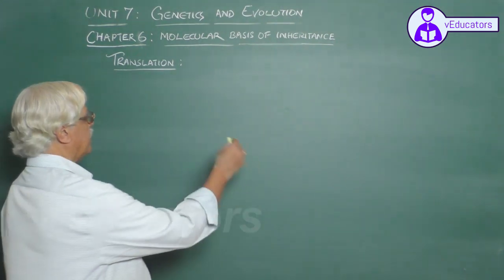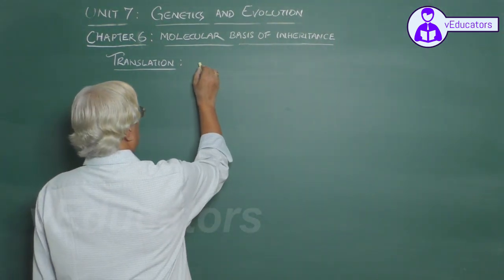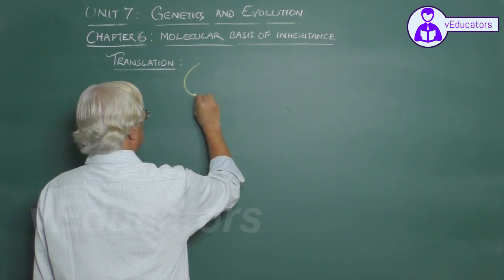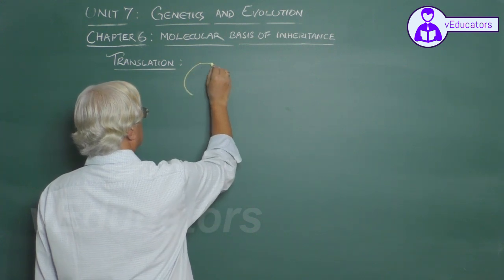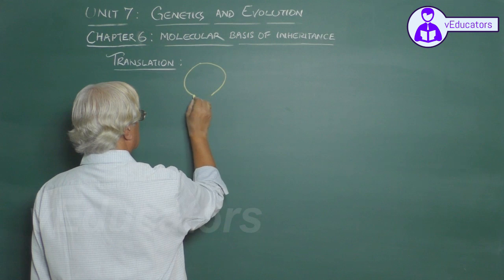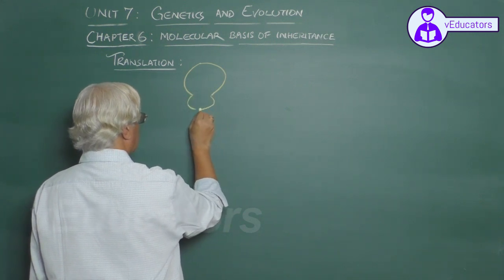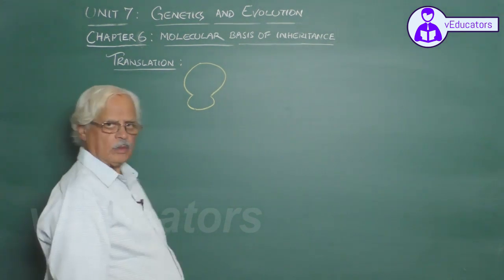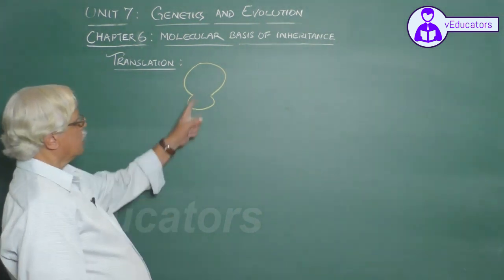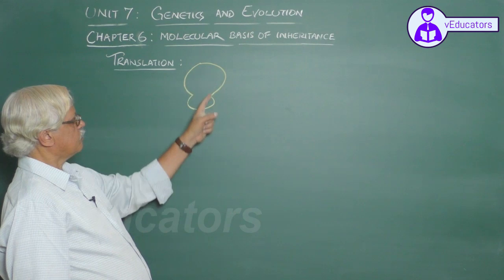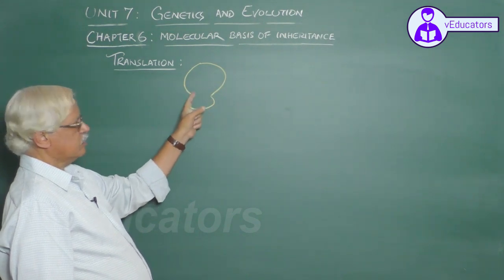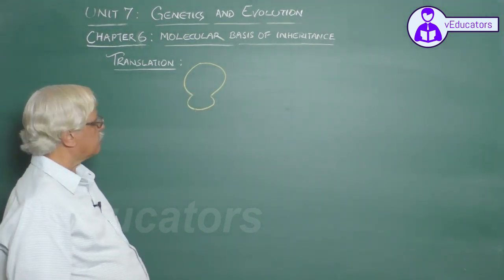Let us assume this is a ribosome particle. This is a ribosome particle. This is the larger subunit. This is the smaller subunit.